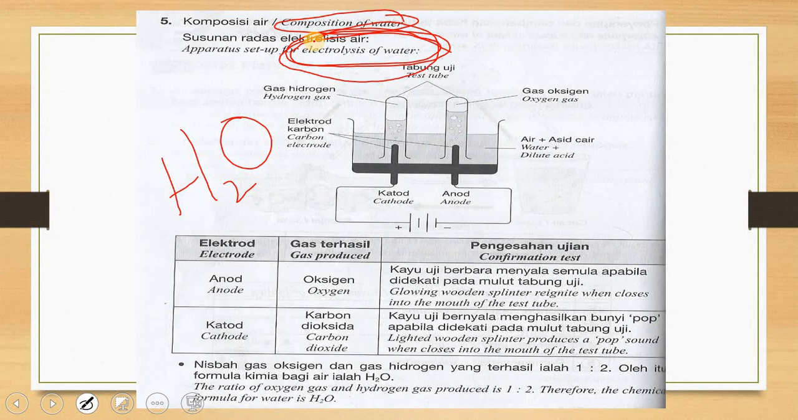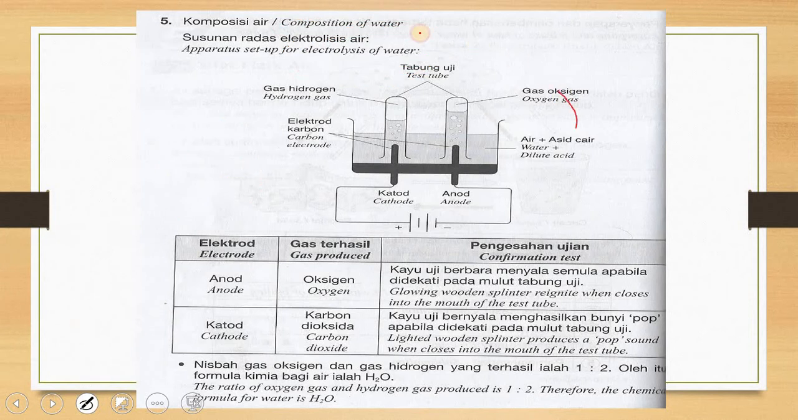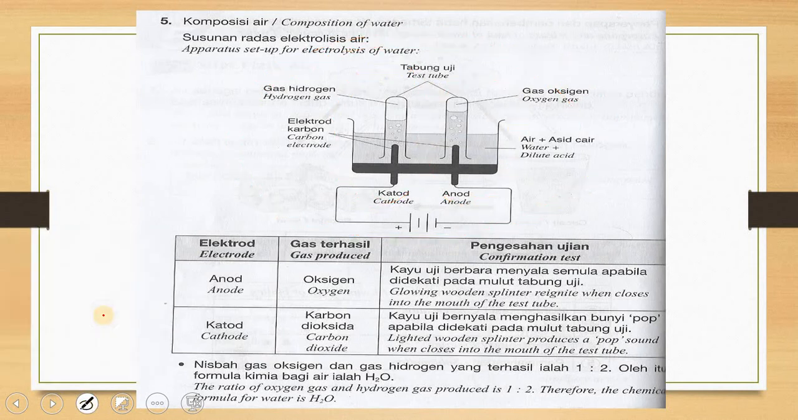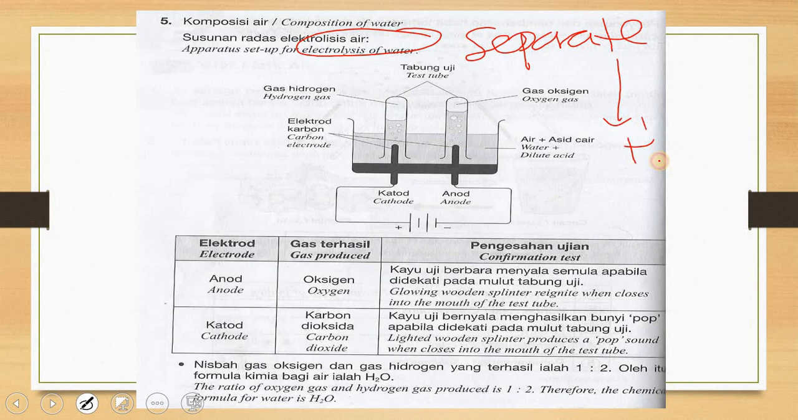So for electrolysis of water, what you need is your electrodes, your cathode and your anode. You have to have a test tube, obviously, and then your cathode and also your anode. This test tube will capture the oxygen and hydrogen gas from the water. So you use electrolysis of water to separate the water into what? Hydrogen and oxygen.